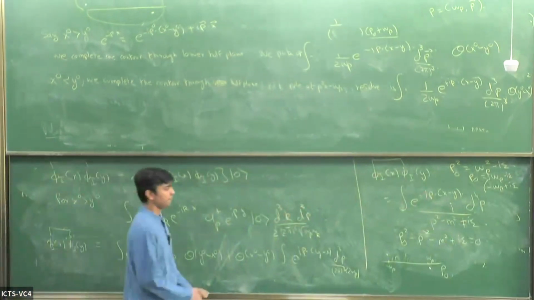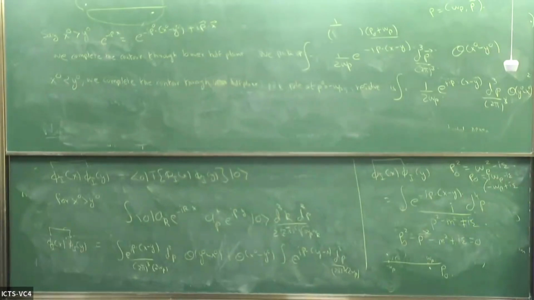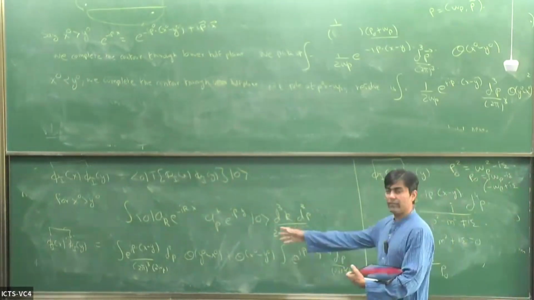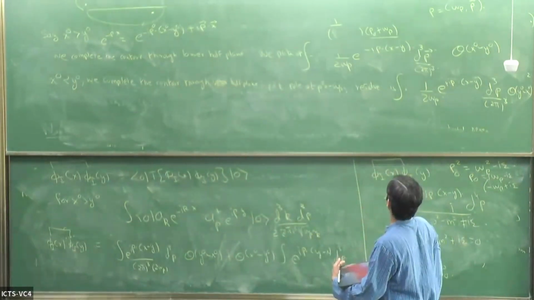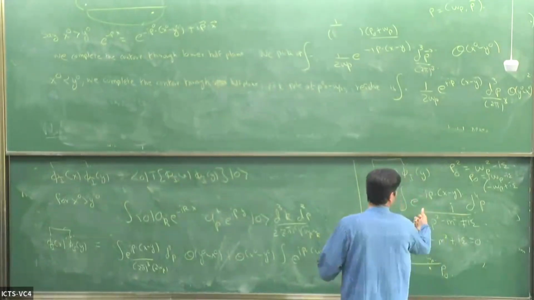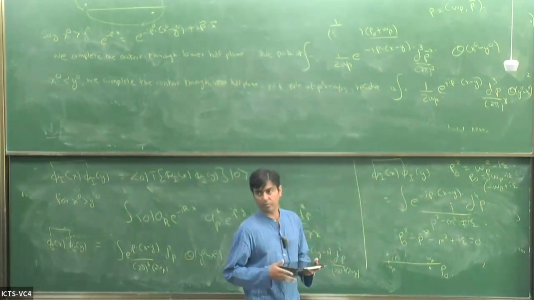Okay, so you see that with this pole prescription, we could have written the contraction in this way with these different theta functions. Conversely, you can write it as a d4p integral, but with an i epsilon pole prescription.